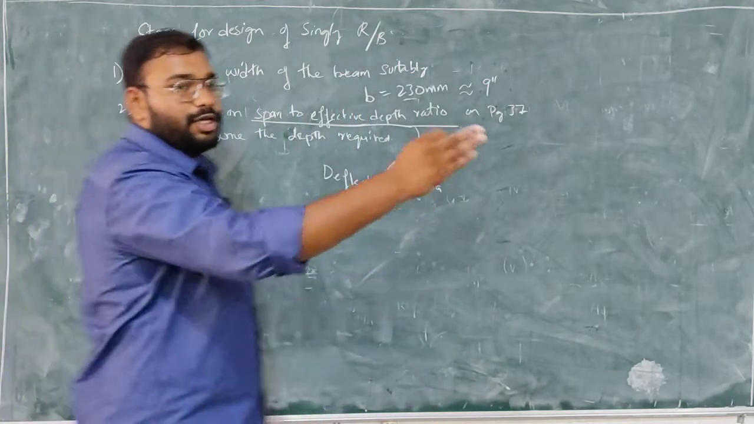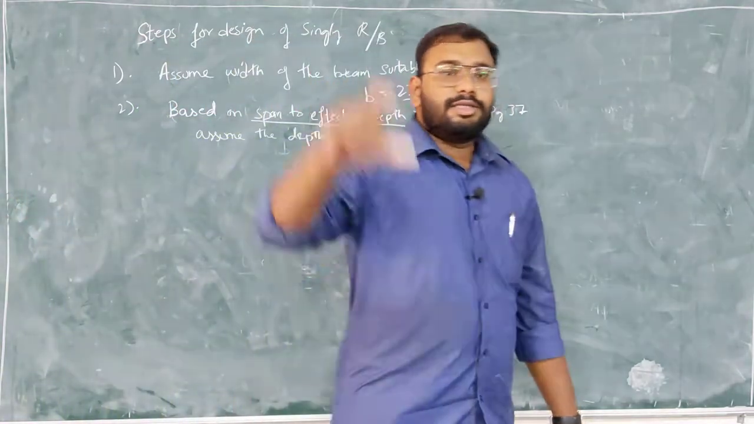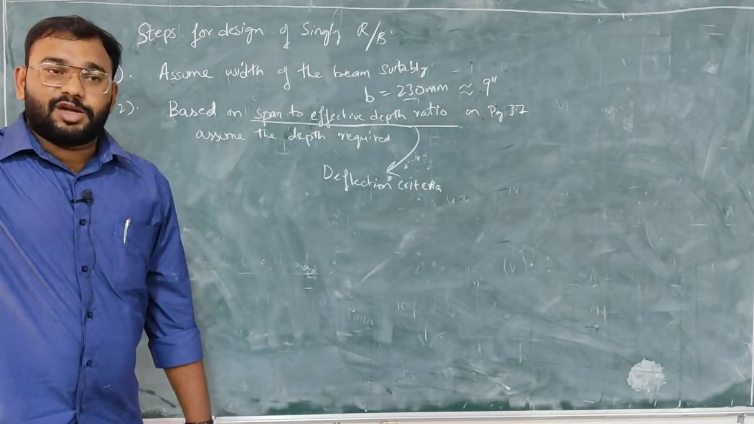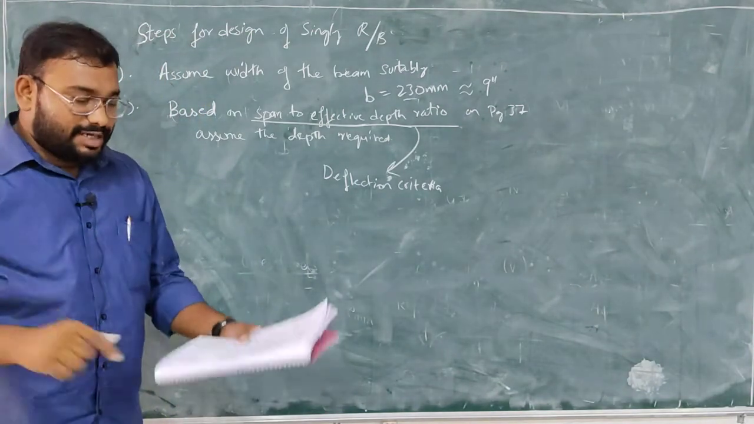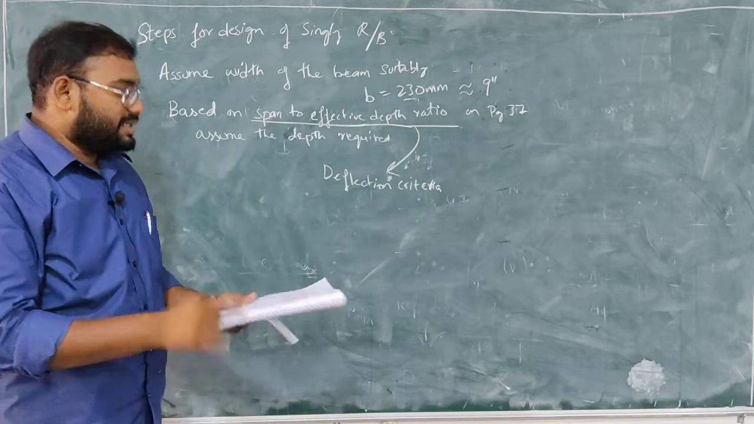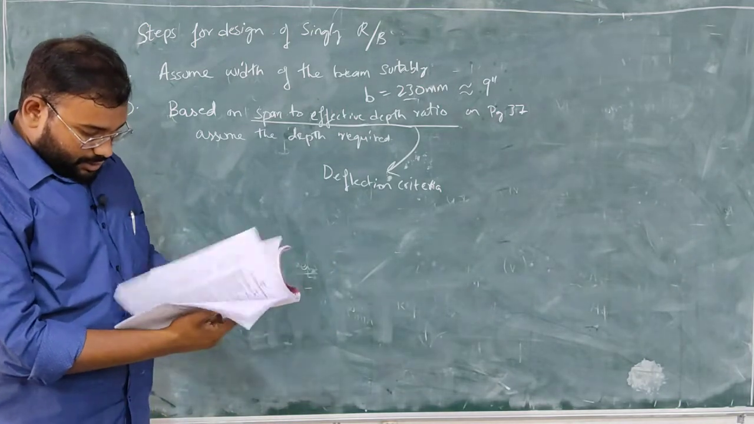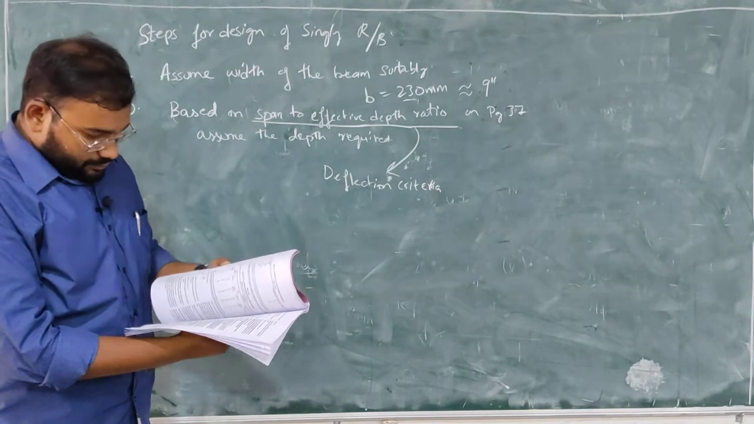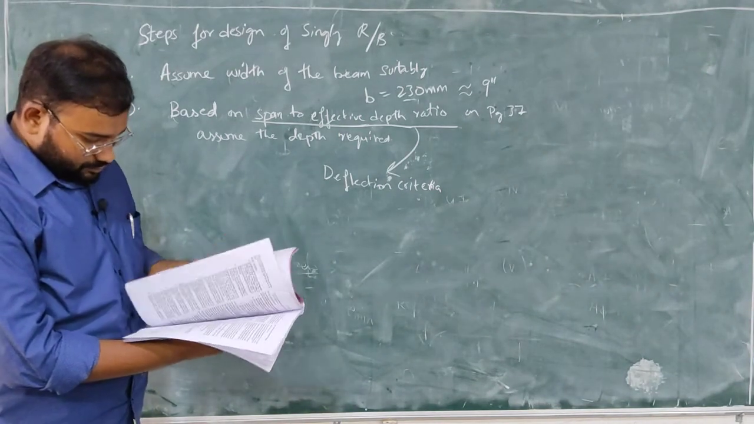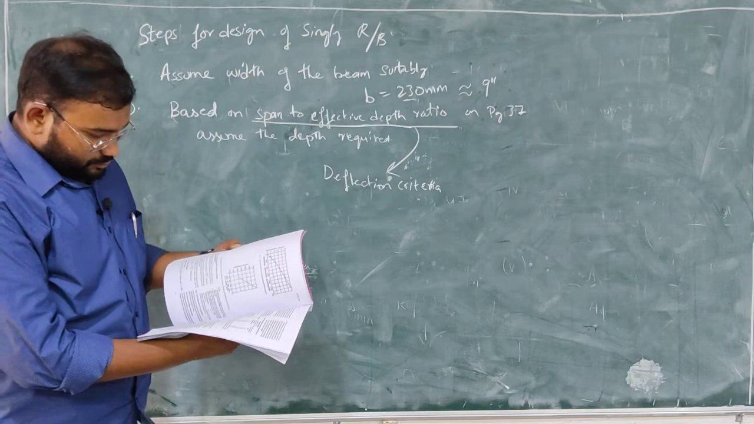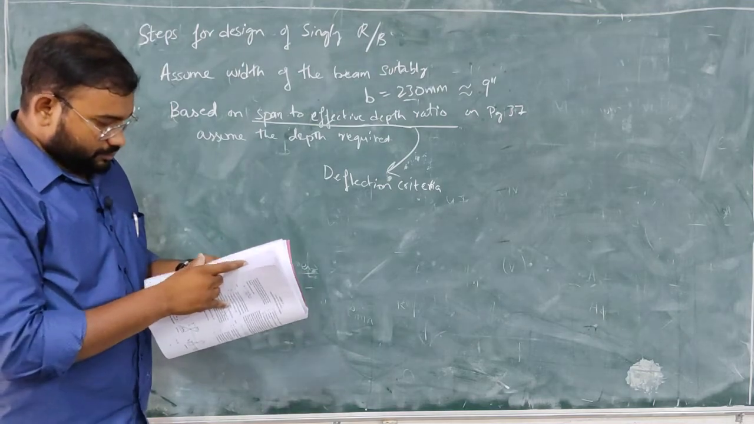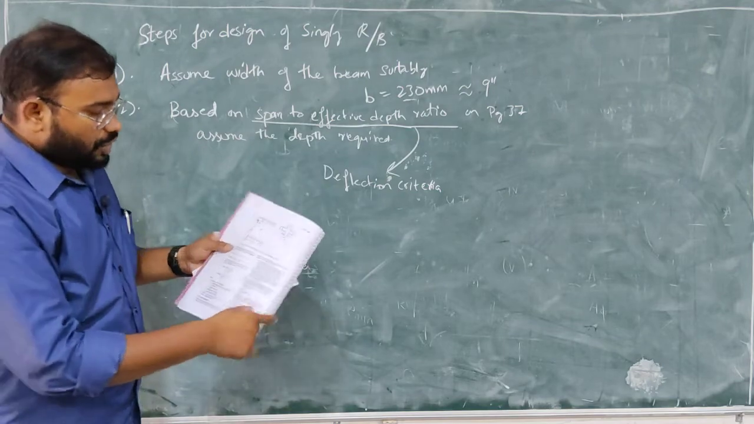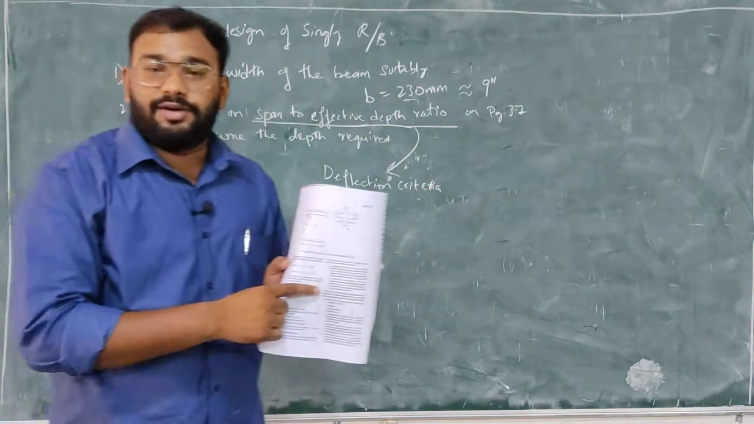See here, you have a huge span of beam here. Some amount of depth should be fixed, right? Some amount of depth is required for that beam. So how much is required is given on page number 37, clause number 23.2.1.